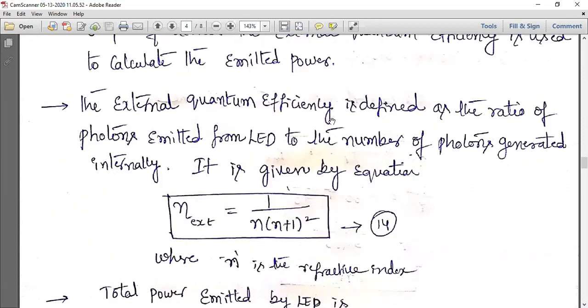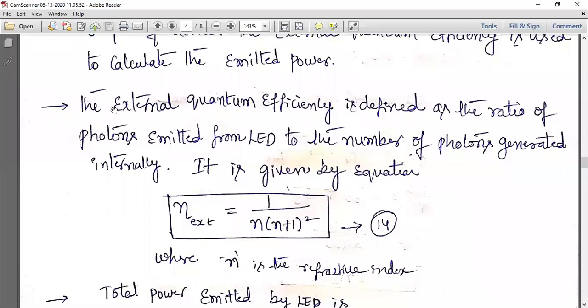The external quantum efficiency in an LED is the ratio of the photons emitted from the LED to the number of photons generated internally. So that is a very simple definition. External quantum efficiency means the number of photons which come out of the LED to the number of photons which are generated internally. Internally generated becomes internal quantum efficiency. So when it is coming out, there may be some distortions which may lead to fewer photons coming out. So that is your external quantum efficiency.